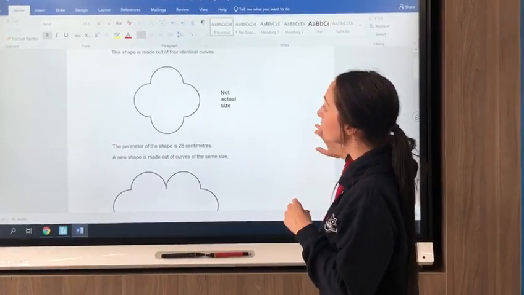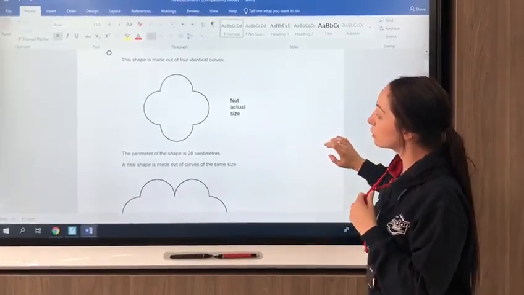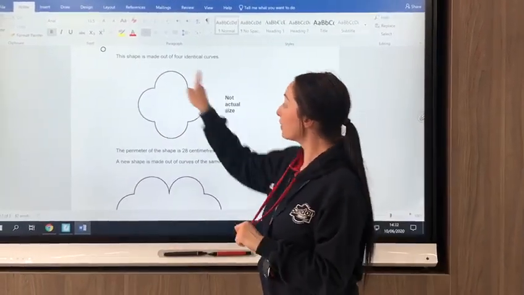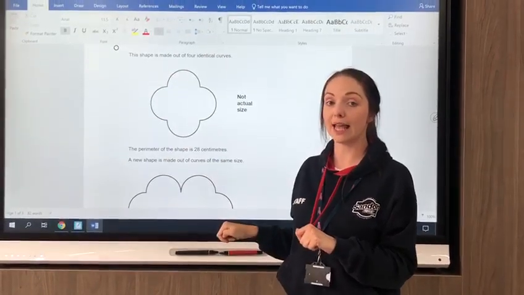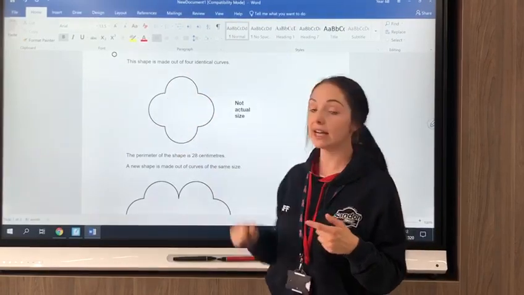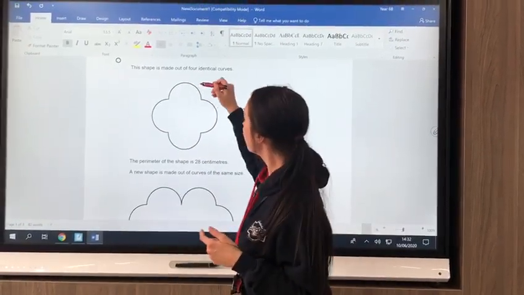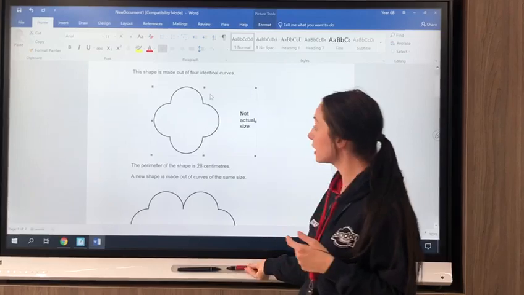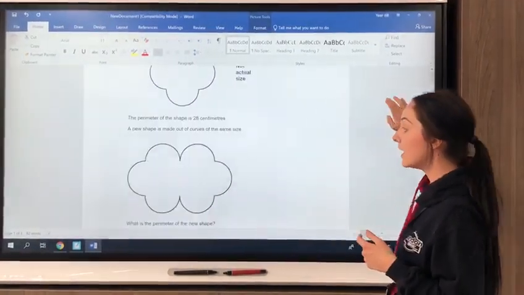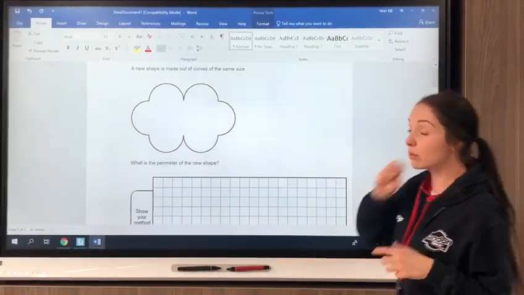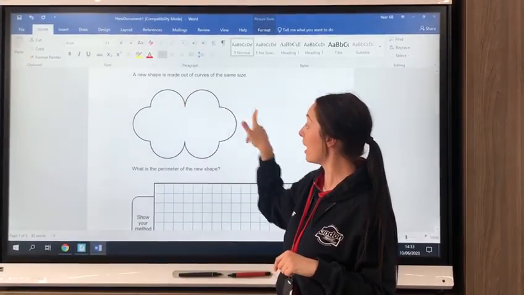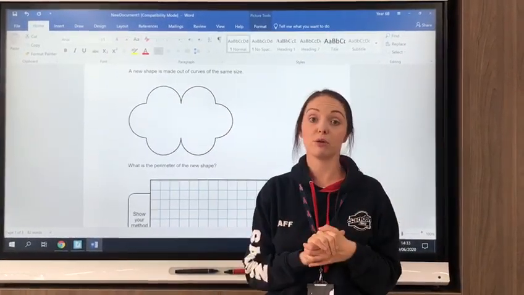So, like this one, this shape is made out of 4 identical curves and it tells us that the perimeter of the shape is 28. So if I know that whole shape adds up to 28, what's one side going to be? I need to do 28 divided by 4, which is 7. So I know that one of those sides is 7 centimetres. Then it tells us a new shape, so they're still only 7 centimetres. So all you need to do is figure out how many curves there are, and then you will know what your perimeter is.